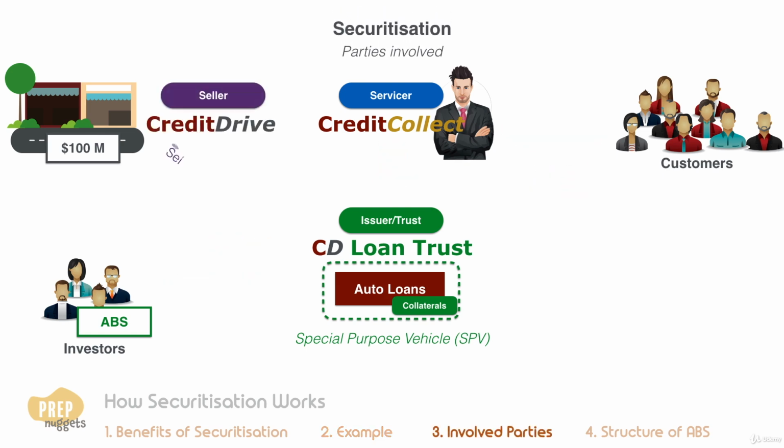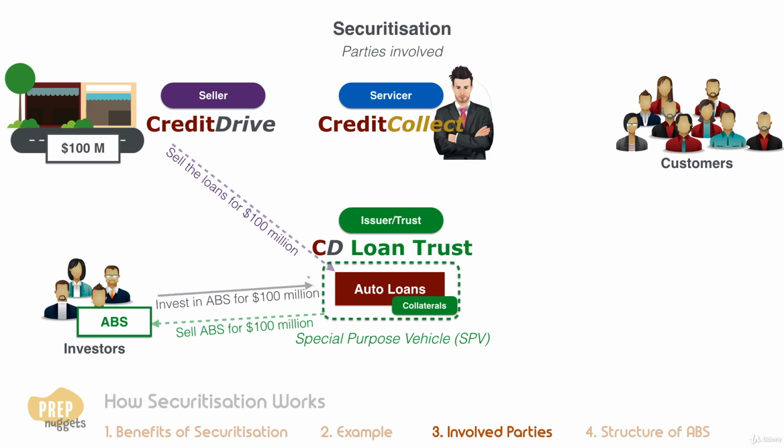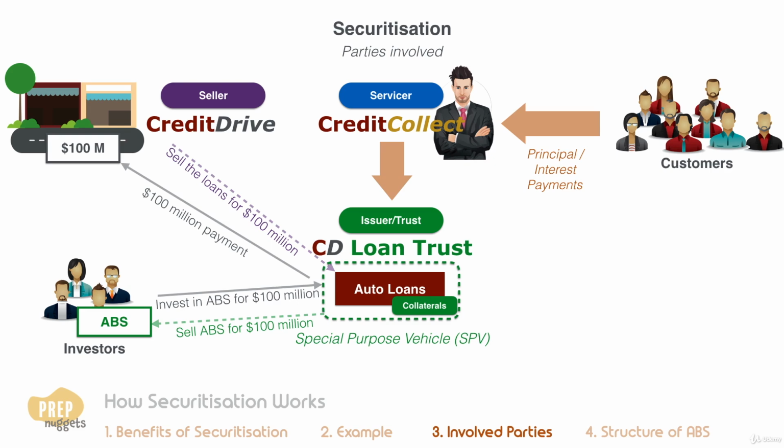The seller, Credit Drive, originates the auto loans and sells the portfolio of loans to CD Loan Trust. CD Loan Trust is the issuer or trust in this case. It is the SPV that buys the loans from the seller and issues ABS to investors. The servicer of the loans is Credit Collect. It collects the payments and passes them on to the SPV. The SPV disperses the cash flows to the investors.